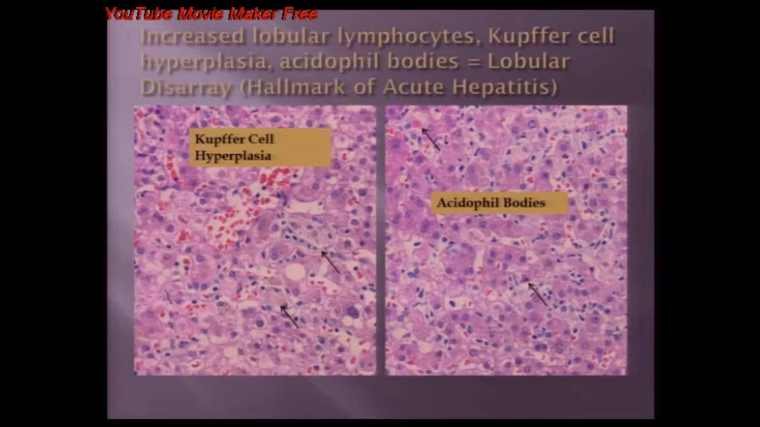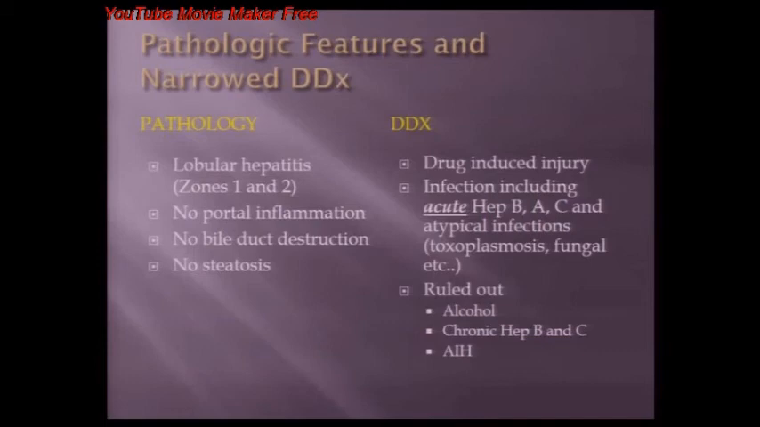So we've got a lobular pattern of injury, zones 1 and 2. Zone 3 is probably also involved in this one. Really no portal inflammation, so it's not a portal-based problem. The bile ducts looked okay, no steatosis. So our differential here is going to be drug-induced injury.